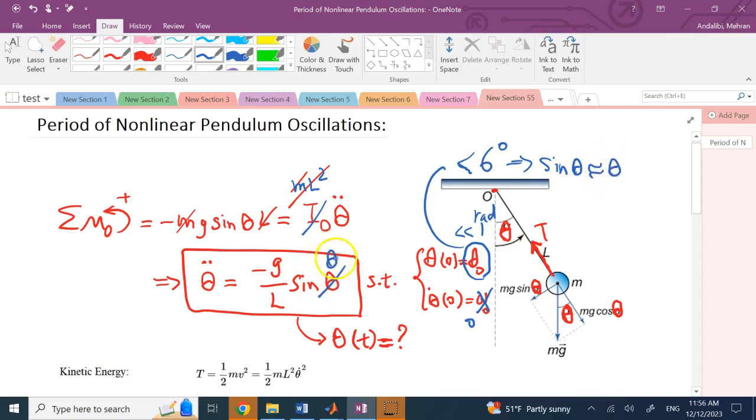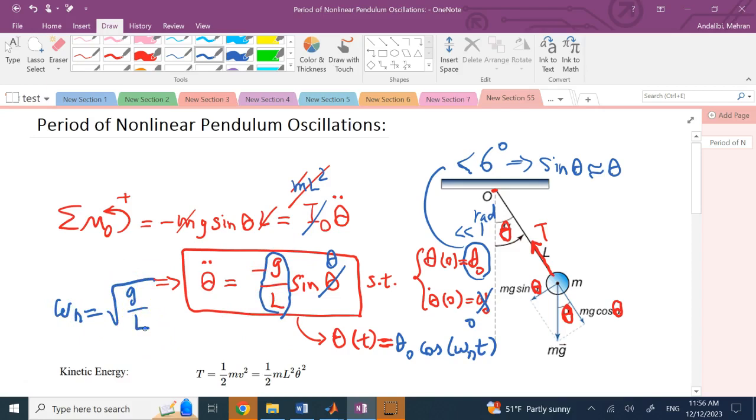So now it becomes a linear second order ODE, and then there is a solution for theta in this case. Theta here is going to be theta naught times cosine of omega n t, where omega n is basically the square root of this coefficient, which is the square root of g over L.